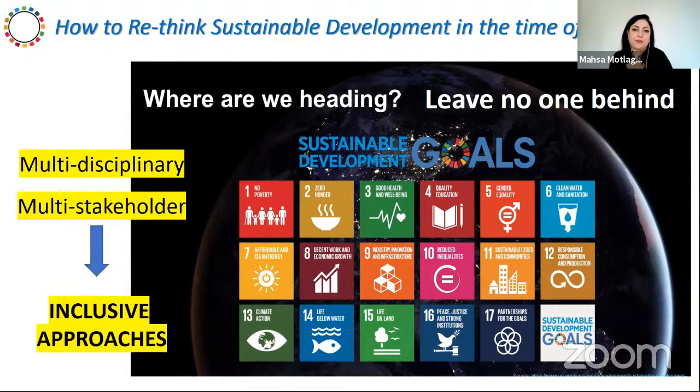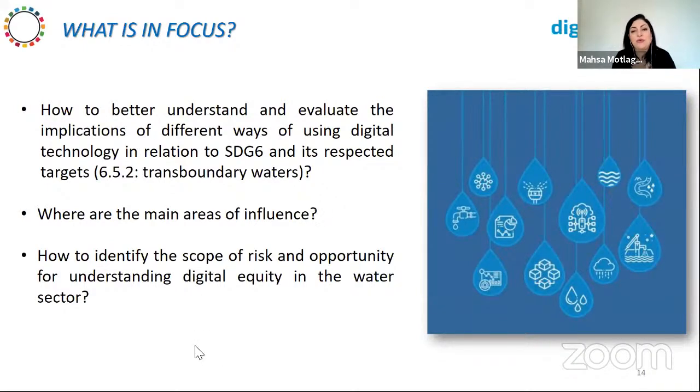The focus now, which I want to talk about, is how to better understand and evaluate the implication of different ways of using digital technologies in relation to SDG 6. And it is a specific target, which in the last presentation we addressed, the transboundary water target. The indicator is how many cooperative arrangements there are in the transboundary basins. So where are the main areas of influence of those digital technologies on that specific target, and how do we identify the scope of risks and opportunities those digital technologies are bringing to the water sector?